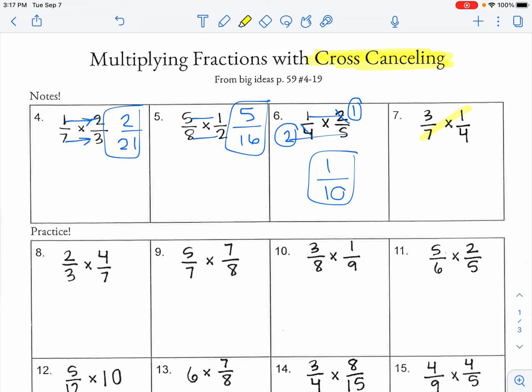Can I divide 1 and 7? Nope. Can I divide 3 and 4? No. If I can't divide, I'm going to multiply my numerators. I'm going to multiply my denominators. I've got 7/28. Is 28 a multiple of 3? Let's see, 2 plus 8 is 10. Add those digits together. Is 10 a multiple of 3? No. So that is already in simplest form.